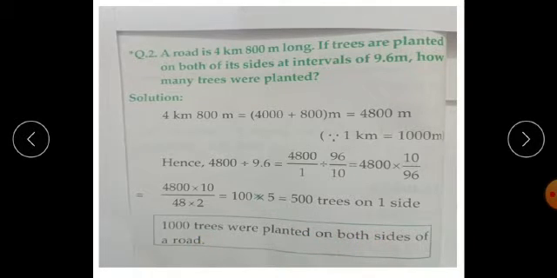Student, if you see the answer in your book, their answer is given as 1000 trees or 1002 trees. Now you have to think how the answer to this question is 1002. Think over it and tell me when we meet in the next period.